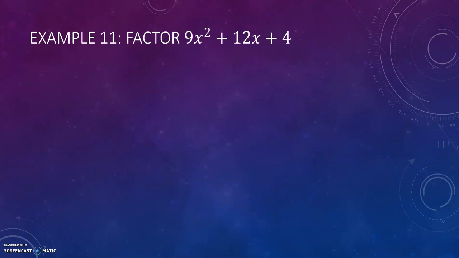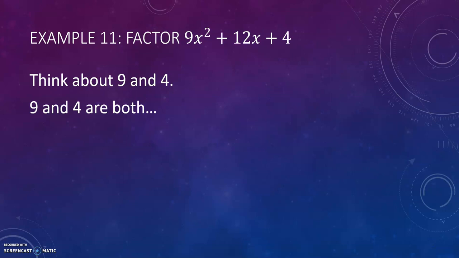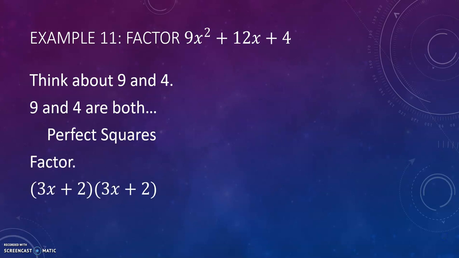Example 11, factor 9x squared plus 12x plus 4. Think about 9 and 4. 9 and 4 are both perfect squares. 3 times 3 is 9. 2 times 2 is 4. So go ahead and factor. 3x plus 2 times 3x plus 2. Check that middle term. 3x times 2 is 6x plus 3x times 2, which is 6x. 6x plus 6x is 12x. 3x plus 2 squared.